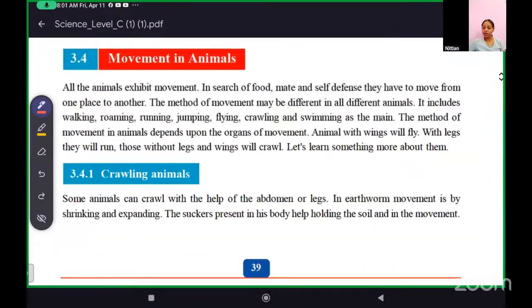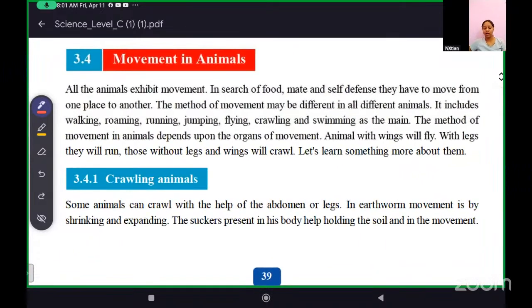Now we'll talk about movement in animals, how movement in animals takes place. All the animals exhibit movement. What is movement? Movement is moving from one place to another. That is known as movement. Movement takes place in all animals.